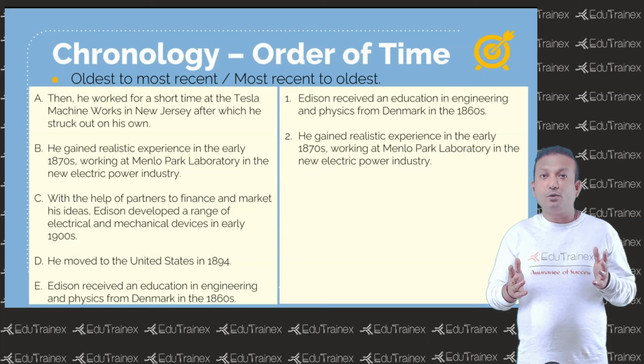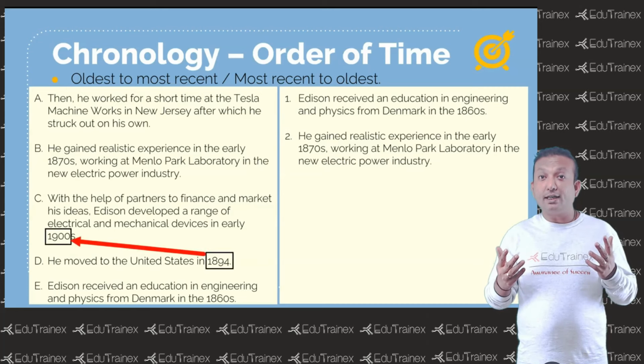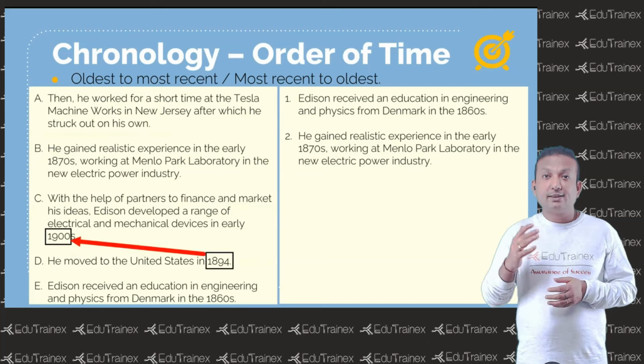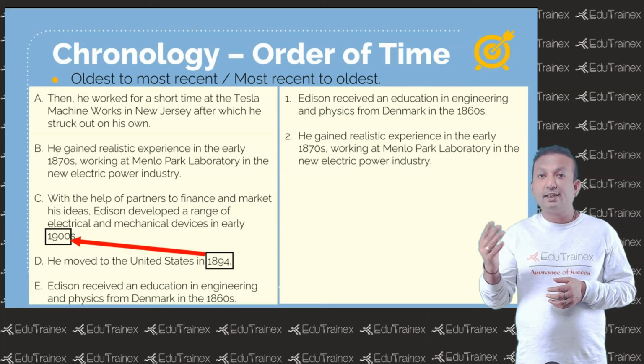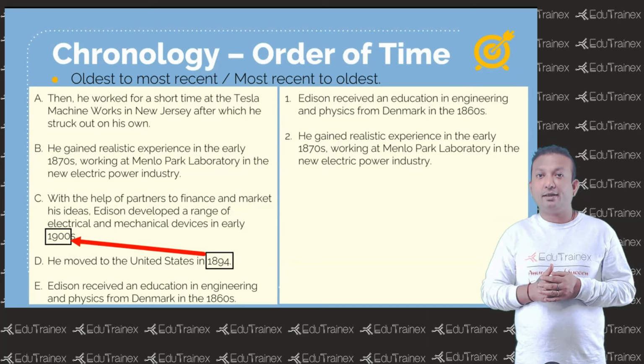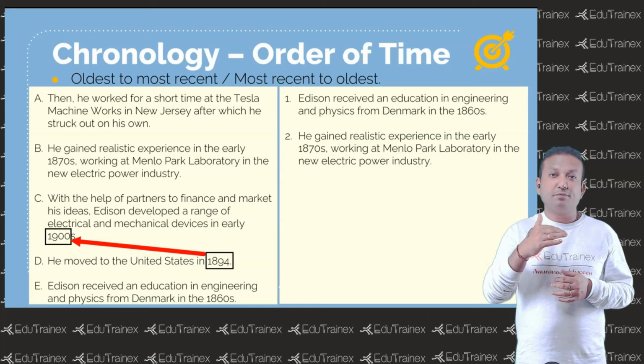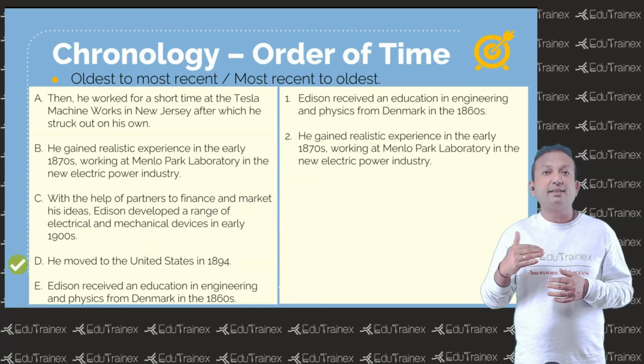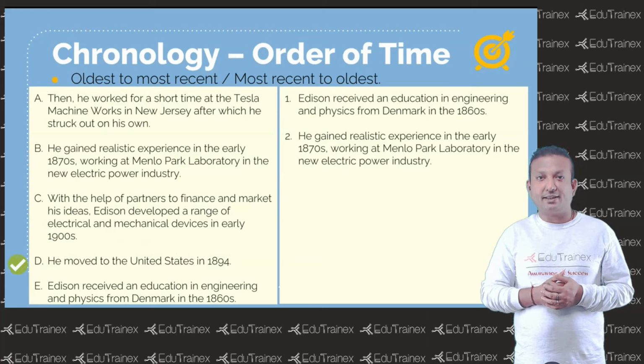Now, we already know that A and C will come together as we just discussed. What about option D? Where will that fit in? Again, see the date. D talks about he moved to the US in 1894 and C talks about early 1900s, which comes after 1894 as we have already established. So 1894 definitely comes before 1900s and that makes D our third sentence in the sequence.